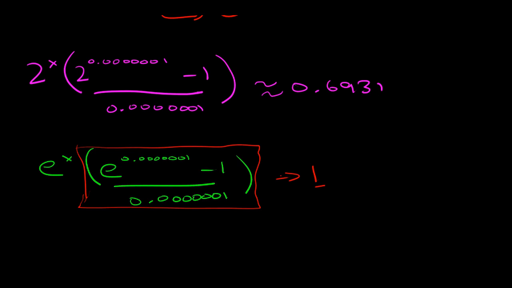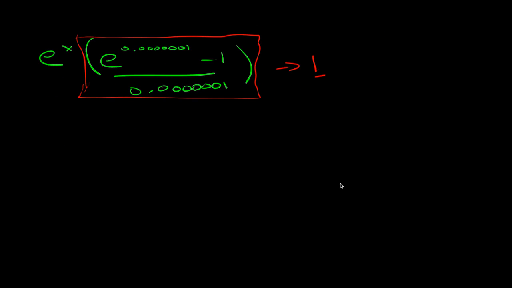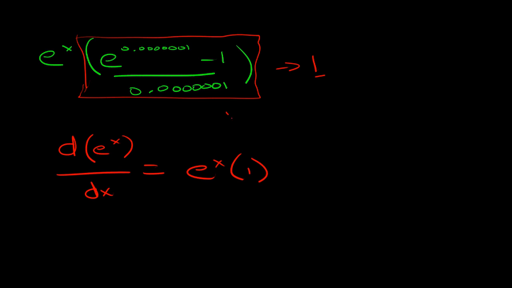Well, why e? That's what e was made for. That's the whole purpose. If we plug in e, then we get d(e to the power x)/dx, and this is just equal to e to the power x. This constant over here is just 1. And that's why it's so interesting.